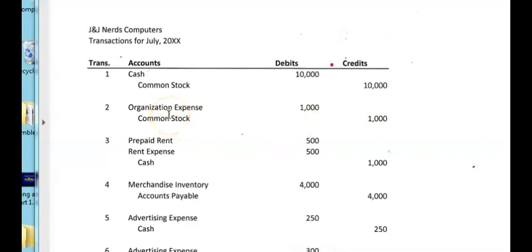Okay, number 2, we paid the lawyer, charge it to an asset, organization expense increase, common stock credit increase. Okay, number 3, we paid that $1,000 cash credit, asset goes down. What did we spend the money on? We spent the money on an expense. So an increase in expense is a debit. Increase in an asset, prepaid rent, is a debit. Debits, credits, balance. Okay.